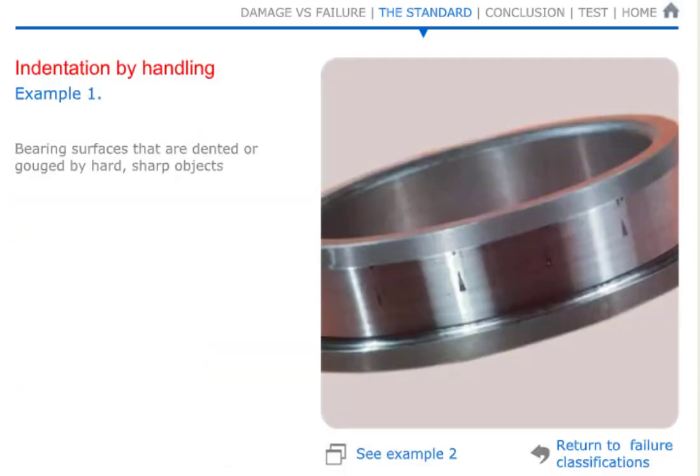Indentation from handling can occur when bearing surfaces are gouged by hard, sharp objects. Also, bearings must always be handled with care. Although they're made of the highest quality steel, localized overloads, for example from dropping a bearing, might dent the surfaces and make the bearing unserviceable.